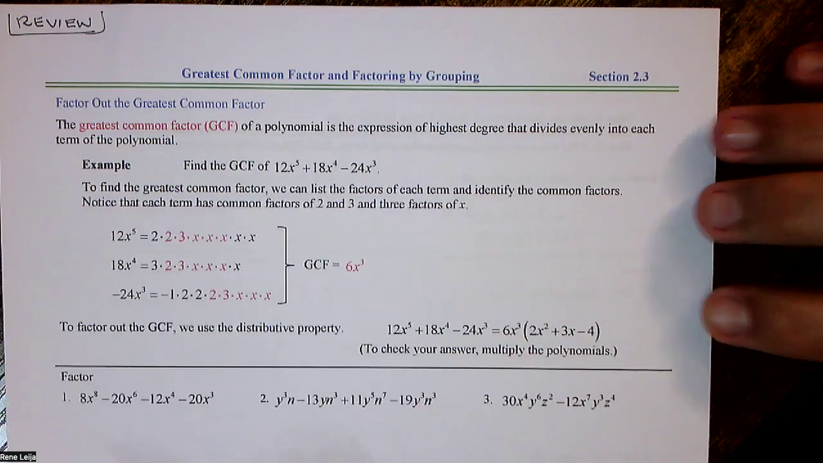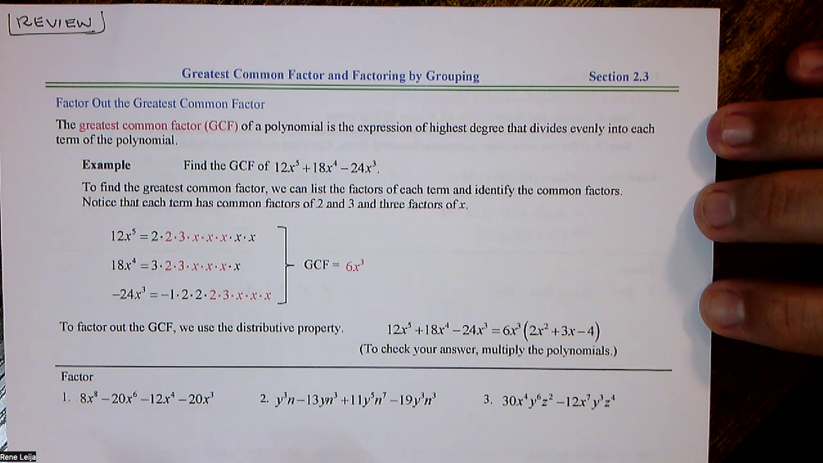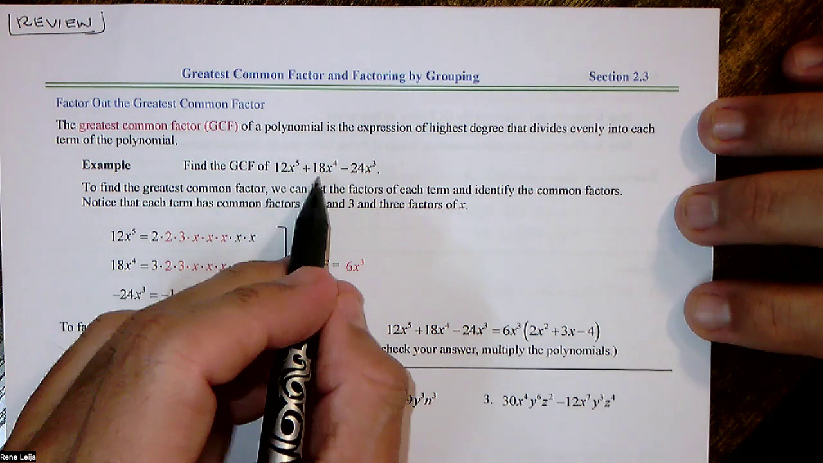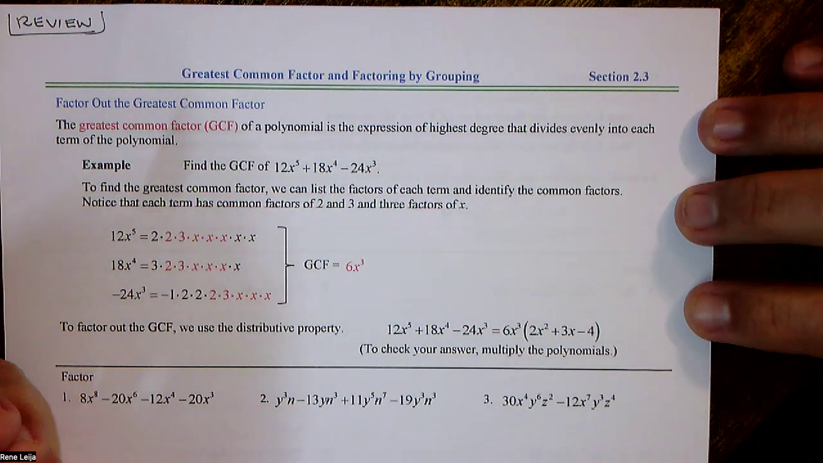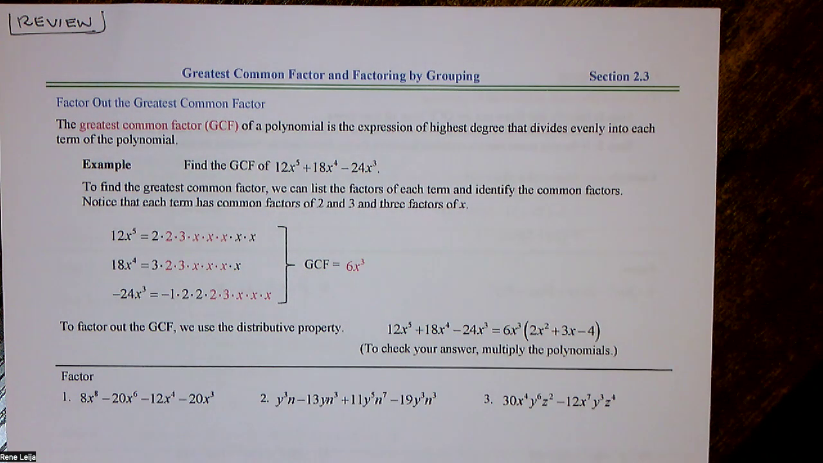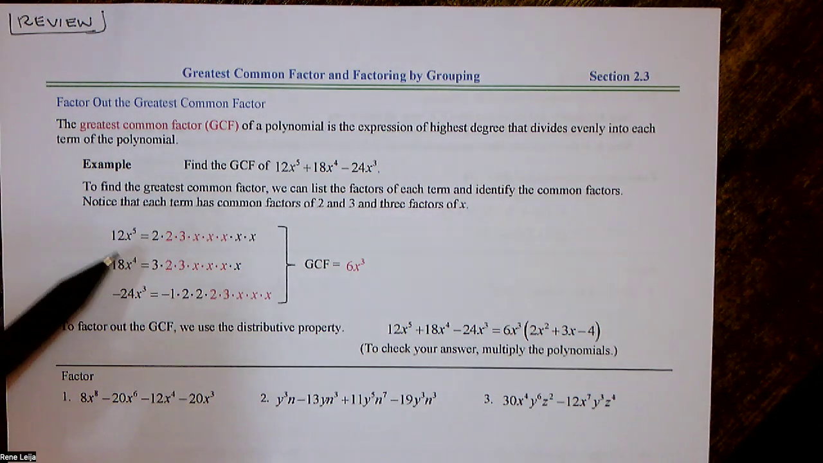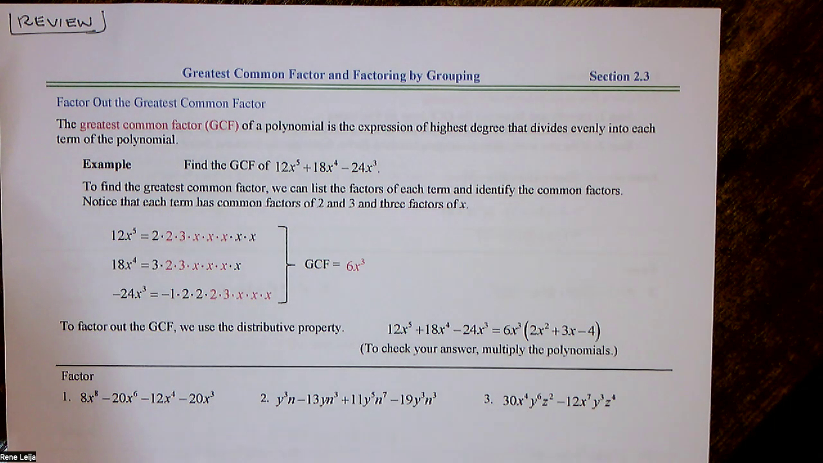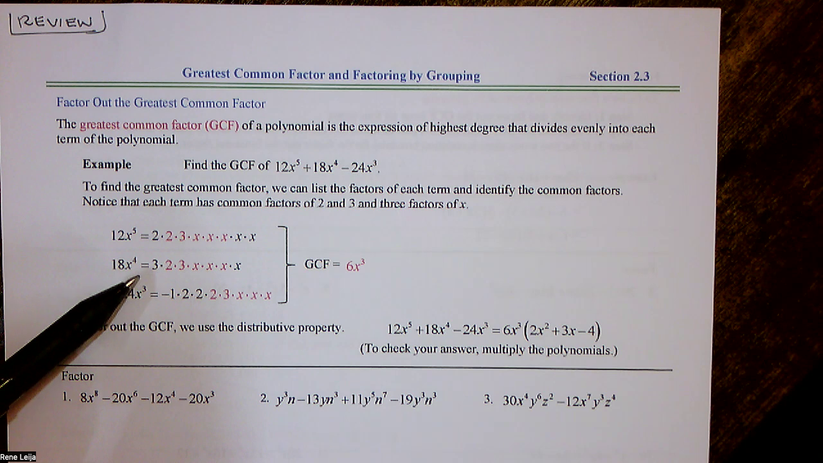Okay. So the first thing that we're going to talk about when we factor is we want to factor out the greatest common factor, the GCF. So we have this example: 12x to the fifth, 18x to the fourth, minus 24x to the third. Now, I want to take the most I can out of all three of these terms. In this example that they showed, they broke everything apart. And I don't suggest that you do that because sometimes these can be really large.